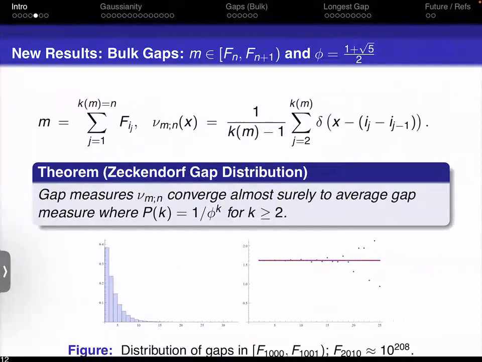The next one is a little bit more interesting, requires a little bit more notation to explain. So I have some integer m, and I'm going to write it as a sum of non-adjacent Fibonacci numbers. I'm going to use I sub j to range over the indices. So I can never have 2 consecutive indices, okay? I know the last summand has to be n because my m lives in the interval F_n to F_{n+1}, and the largest summand is going to be F_n.